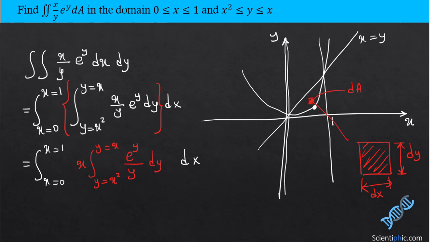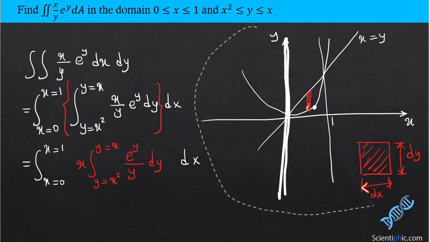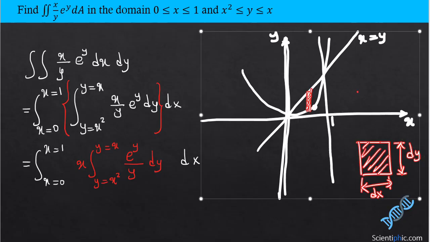The limit I had was related to this vertical stripe, where y was between x and x squared, so y was less than x and y was greater than x squared. I saw that the integral I have in the end is going to be a difficult one. So what I'm going to do now is take the integral for a horizontal stripe. Let's do that next.